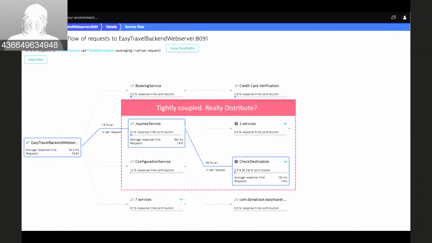And let's take a look at the service flow again. If you look at those two services, the journey service and the check destination service. If you want to validate whether what we've done here actually makes sense, you can see that for 99% of its invocations, the journey service invokes the check destination service. So that's about one time per request, right? So if communicating with services contributes considerably to your response time, you might reconsider whether a high level of distribution of your microservices actually makes sense, or if you might want to re-migrate those services into a single service, right?